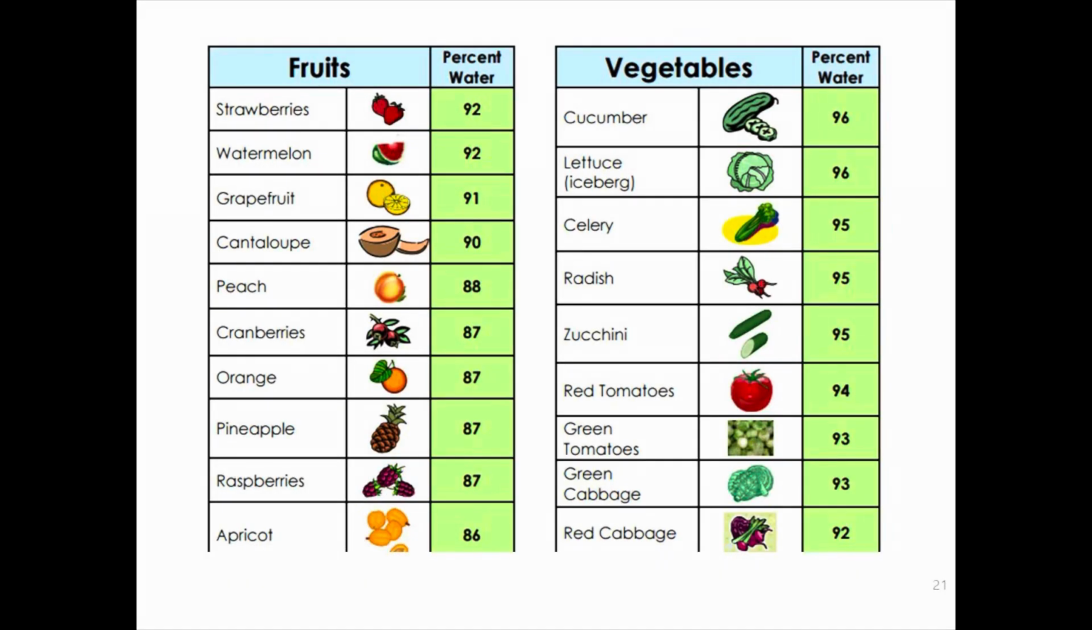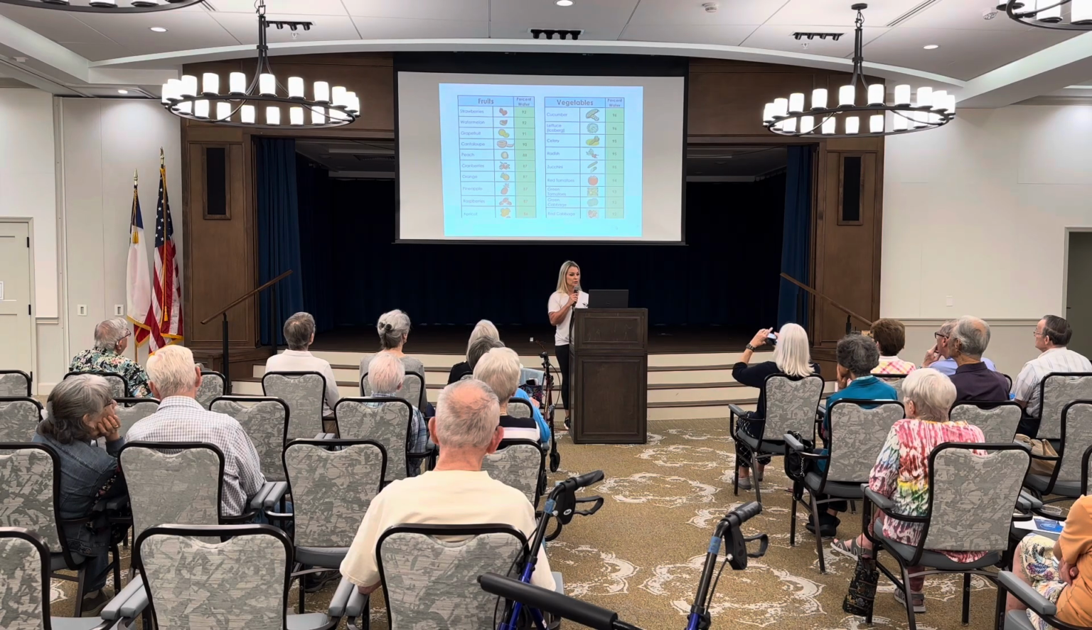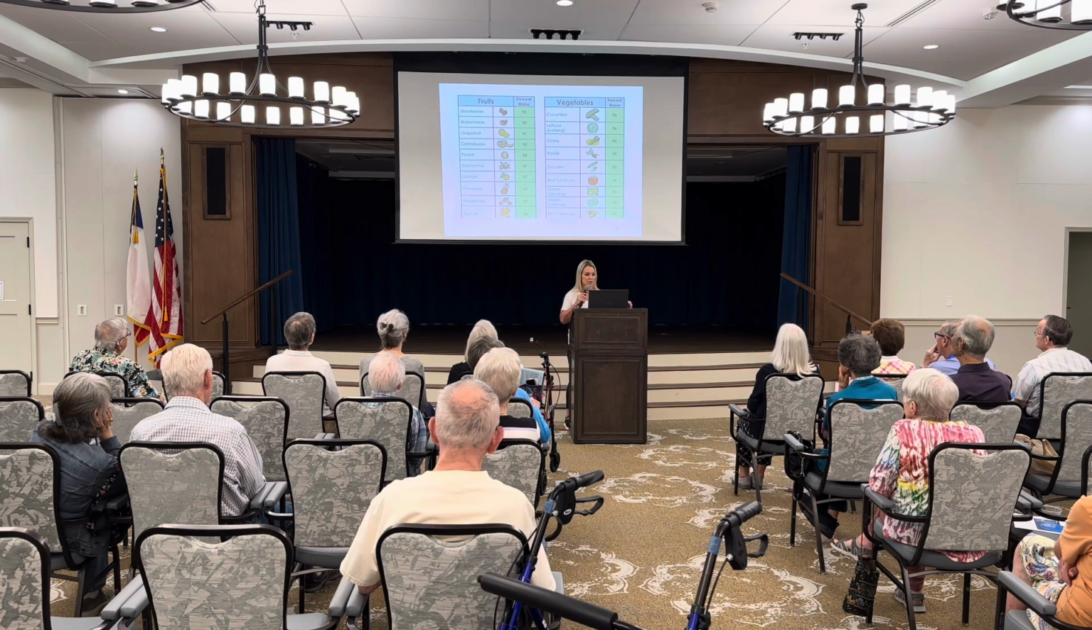So, percentage of water based on the type of fruit. Vegetables are on one side, fruits are on the other side, and then it gives you their respective percent of water. And I can print this out too if anybody wants this copy to take with them. But you can kind of see it, strawberries, watermelons, pretty high percent, grapefruit, cantaloupe. Then you start dropping down to the 80s, but still, they have a pretty high percent water inside them. So that gives you some options there.